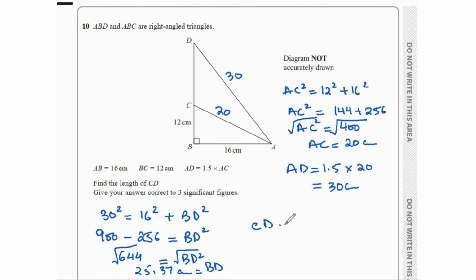So CD is going to be 25.37 minus 12, which gives us 13.37. We want the answer correct to three significant figures. That's going to be 13.4 centimeters. So far the questions are very direct, nothing too complicated.